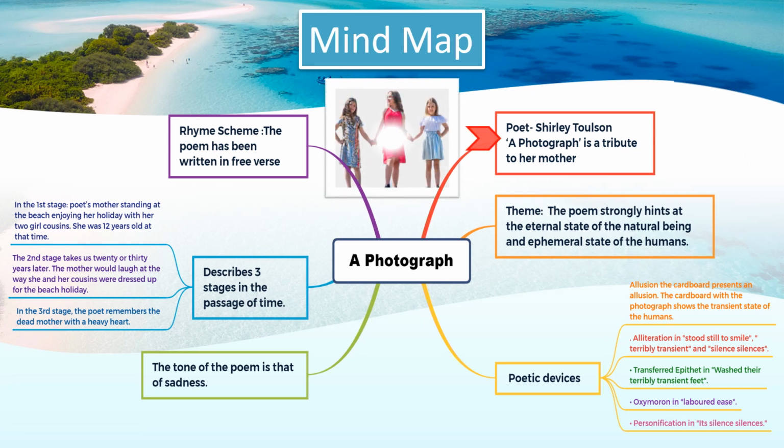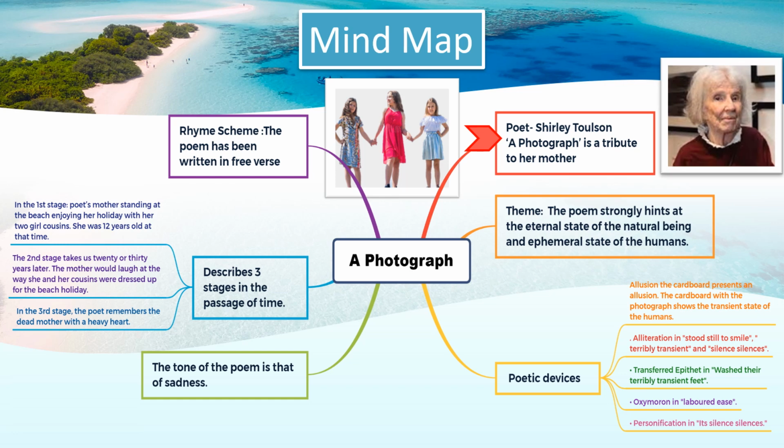A Photograph is written by an English poet, Shirley Toulson, and is a tribute to her mother. The whole poem is woven around a photograph depicting the poet's mother and her cousins enjoying themselves at a beachside family picnic. When she was alive, the mother would often look at the photograph and laugh. She is now no more. However, the photograph has survived. Now it makes the poet nostalgic about her mother, whose death has left a deep void in her life. Thus, the photograph plays a significant role in the poem.